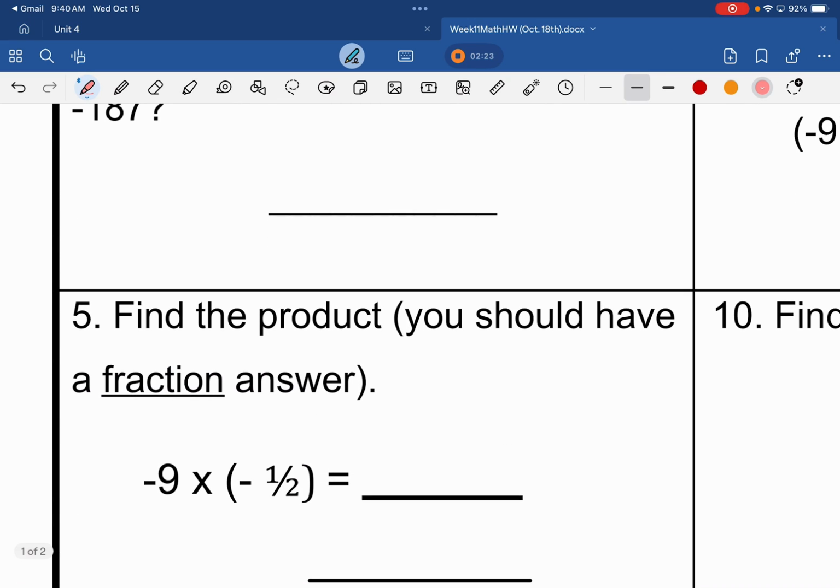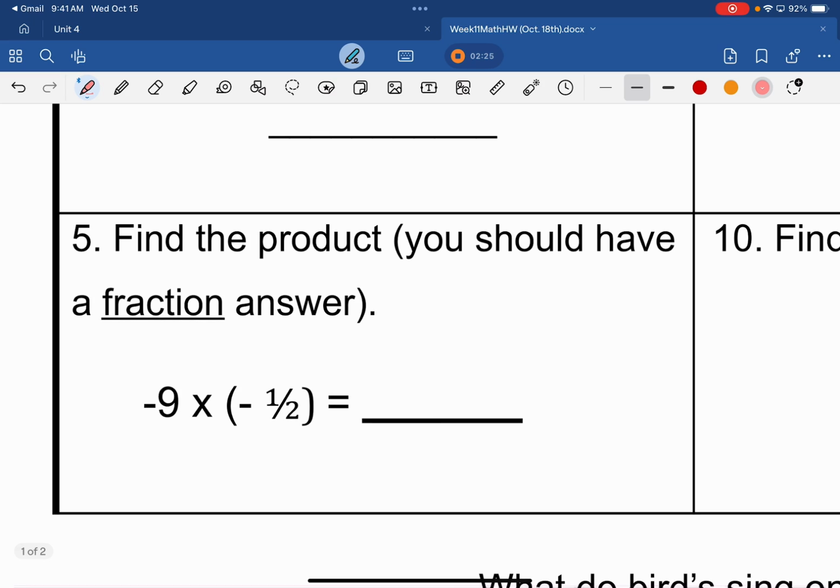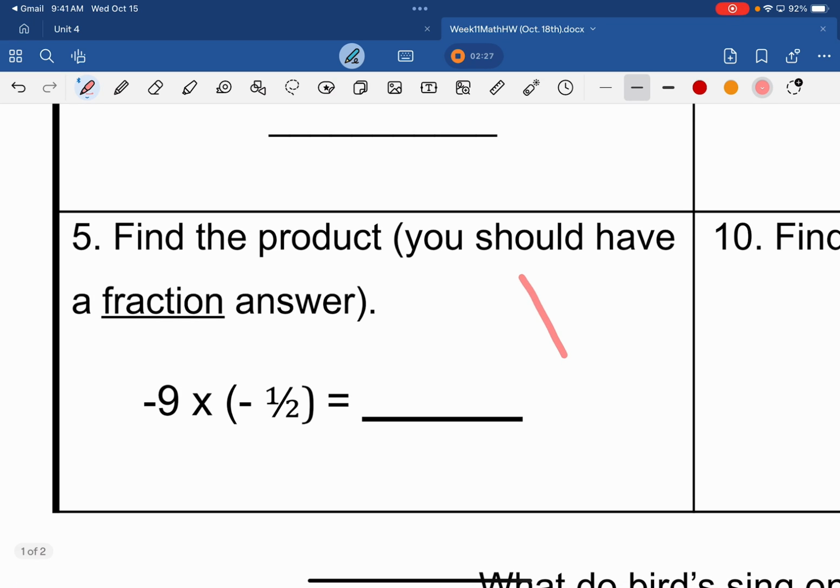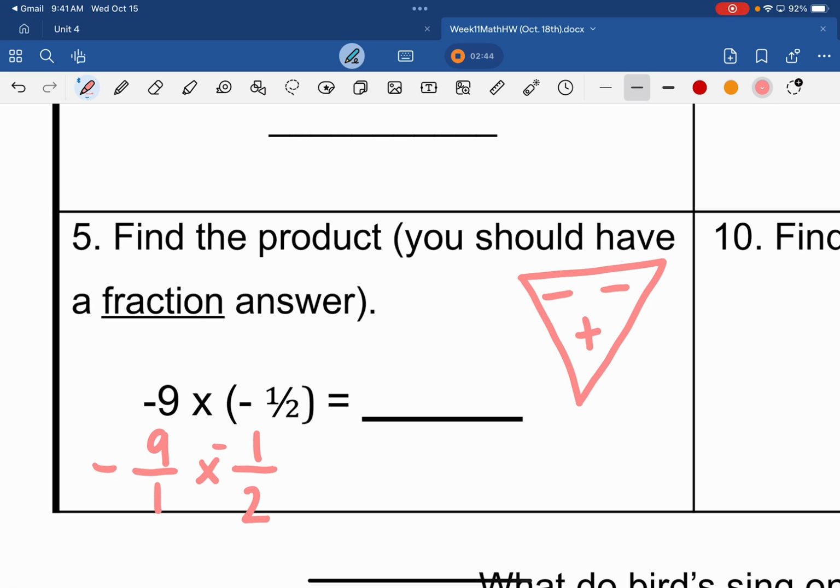Find the product. You should have a fraction answer. So, before we do that, we're going to draw the triangle guy because he's for multiplying and dividing integers, and I noticed that these have negatives, so that will help us figure out if it's a negative or a positive. And then I am going to write that 9/1 just to make it easier for us to visualize. And there you go. I have you set up for success right there.